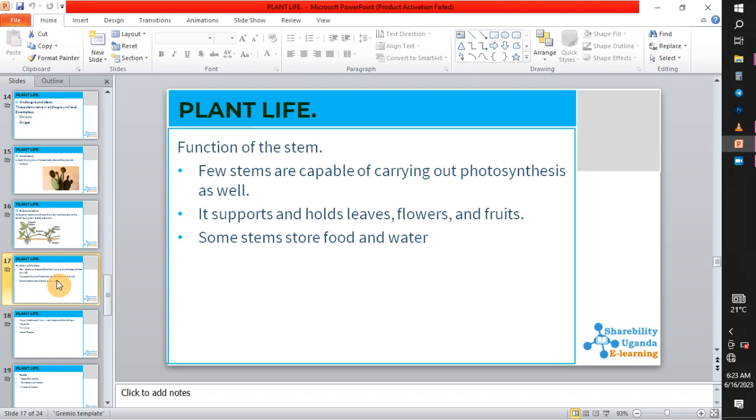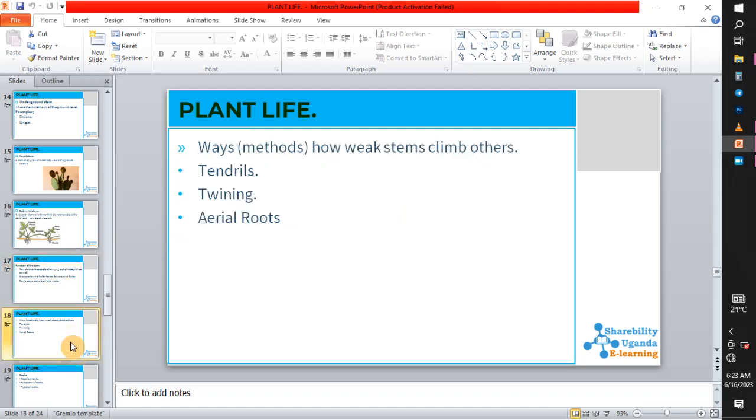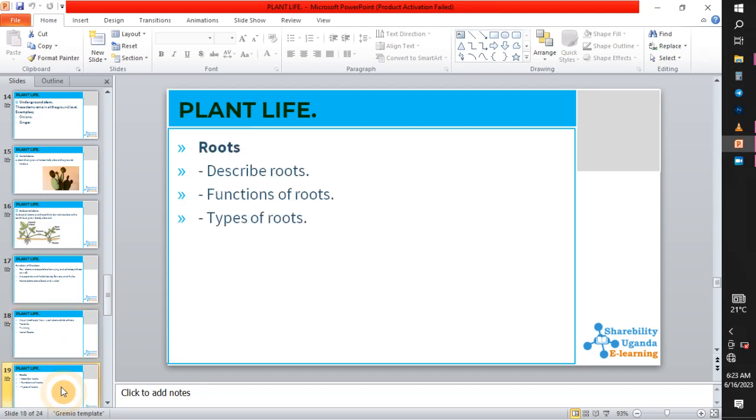Then we have functions of stems. Some stems are capable of carrying out photosynthesis as well, but not all of them. Stems help to support and hold leaves, flowers, and fruits of the plant. Stems store food for the plant and also store water. They also help to transport food from the roots to the leaves. Ways how weak stems climb others. We have tendrils, we have twining, and we have aerial roots.